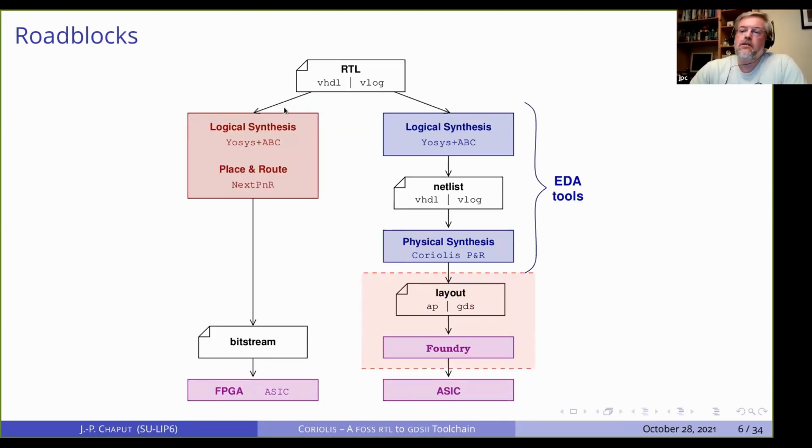Now, what are the roadblocks? Why are we in this situation? So I get back to my schematic of the design flow. There are mainly 2 roadblocks. The first one is the cost of EDA tools here.